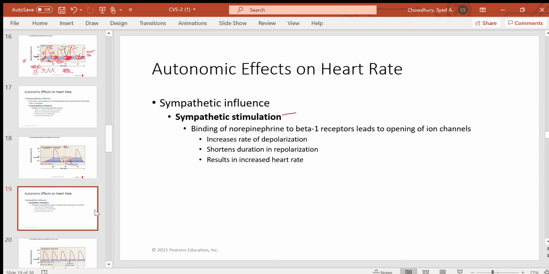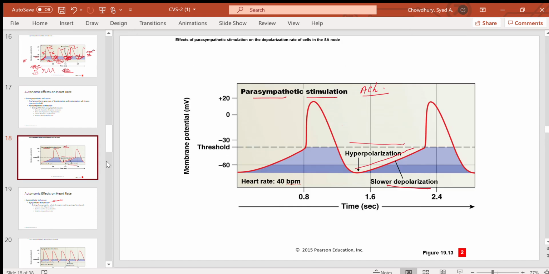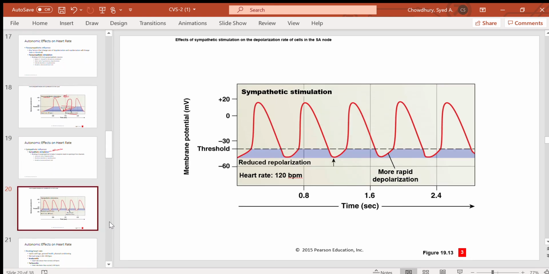And sympathetic stimulation releases adrenaline, and that will do just the opposite, will make this part faster, so the next beat will be here, right? And the interval will be short. Here you can see this is short, so more heartbeats in the same amount of time.